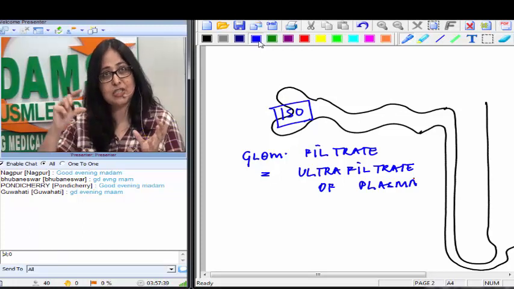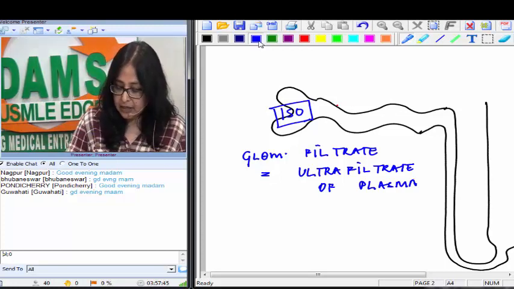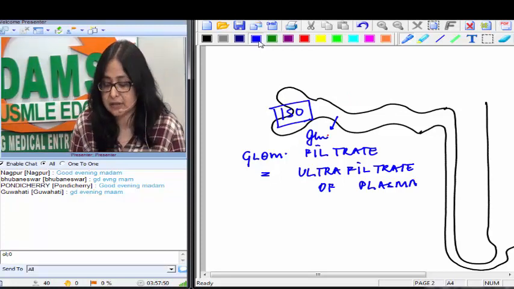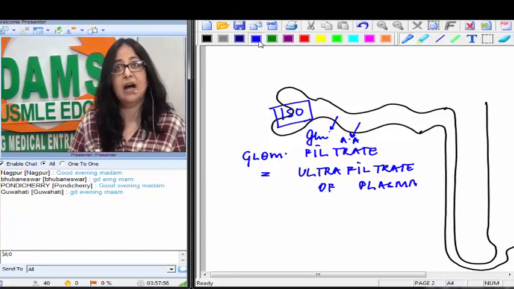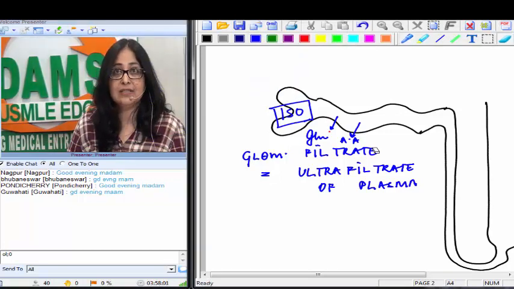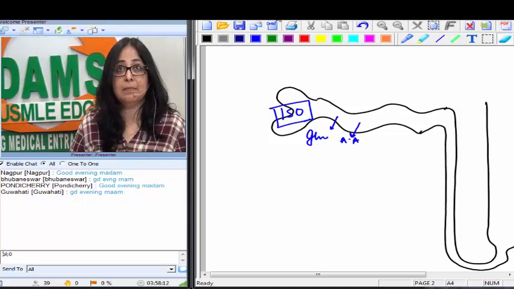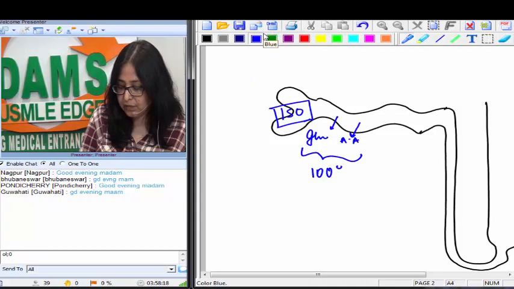Now, what are the changes which take place as this fluid passes through the PCT? Glucose, being a useful substance, is freely filtered. Glucose and amino acids are useful substances, and both of these are reabsorbed to the tune of 100%. Towards the end of PCT, the glucose and amino acids present in the tubular fluid is 0. The complete glucose and amino acids are absorbed.